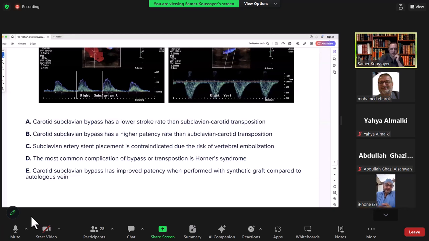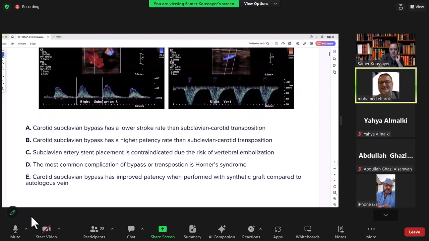Okay, so let's go through the question now, Yahya. Sorry, let's go. Yeah, I just have a small comment regarding this question. If this question was in the European board, the candidate should say, I need to see the angiogram before making any decision regarding treatment. Here he got a scenario and a duplex image. To me, this is insufficient information to decide which bypass, which end, because a subclavian artery occlusion can be just 1 centimeter or 5 centimeters. So management is totally different.